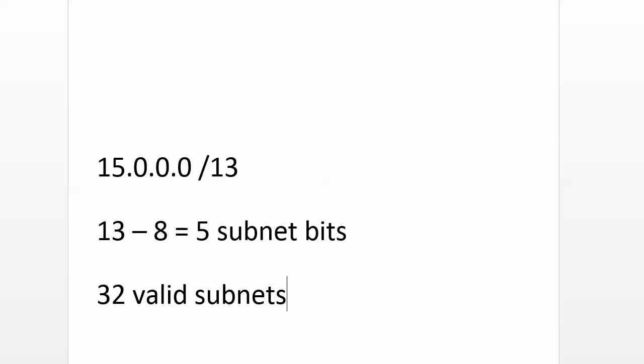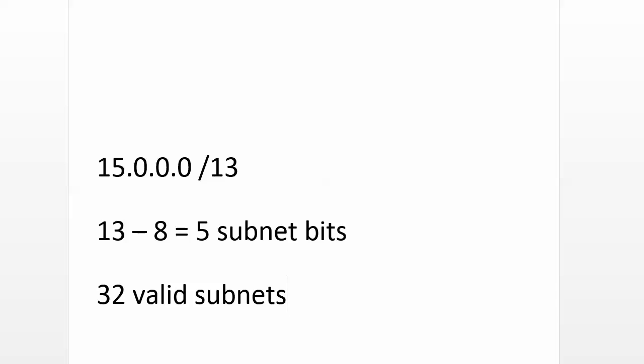You subtract that 8, then you leave 5. That means that someone came in, did the subnetting, and borrowed 5 host bits for subnetting. So we have 5 subnet bits. Now, to determine the number of valid subnets from that, you just raise 2 to the 5th power. And that is 2, 4, 8, 16, 32. We have 32 valid subnets. That's it. 32 valid subnets.